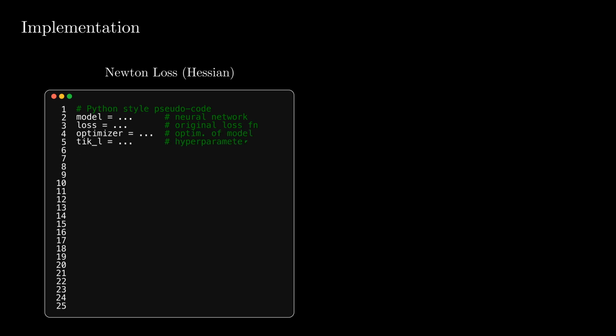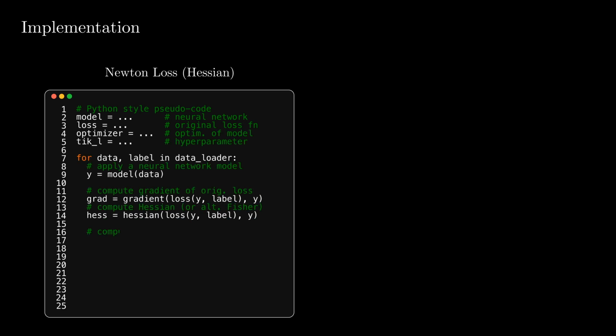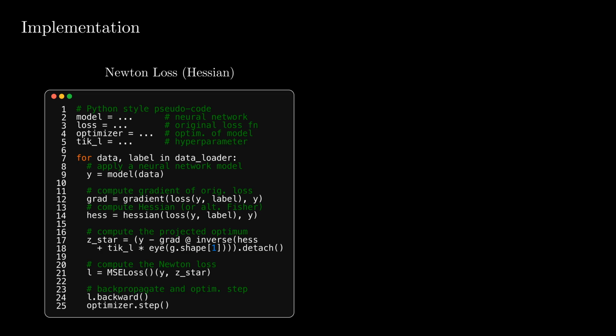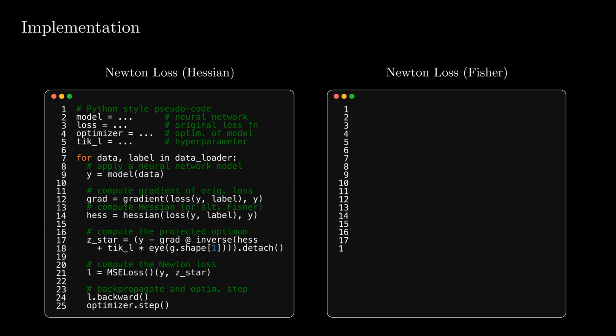After the setup of the model, loss and optimizer, we as usual propagate our input through our neural network. Next, we compute the gradient and Hessian of our loss function with respect to the prediction y. This lets us compute Z star in closed form via a Tikhonov regularized Newton step. Finally, we can use an MSE loss between the prediction y and the new goal Z star and backward on that loss. Next, let's discuss the empirical Fisher extension.